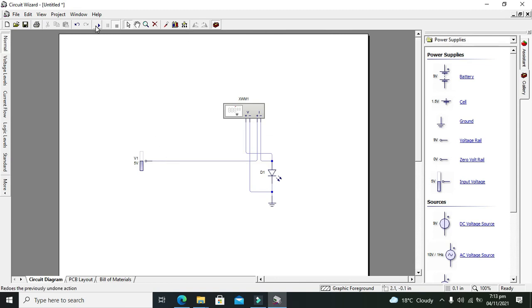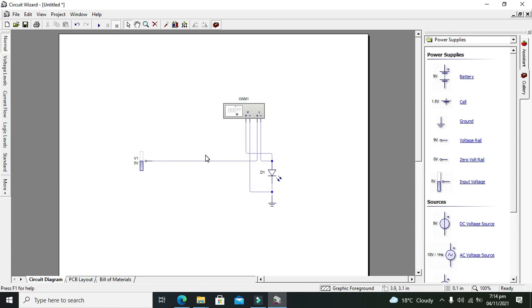Now we need to run it, and here we can see that we are consuming around 125 milliwatts. What is it showing? Yes, it is showing 125.53 milliwatts. Current is 25.11 milliamperes and voltage is 5 volts. So in this way we can measure power inside the Circuit Wizard simulator.